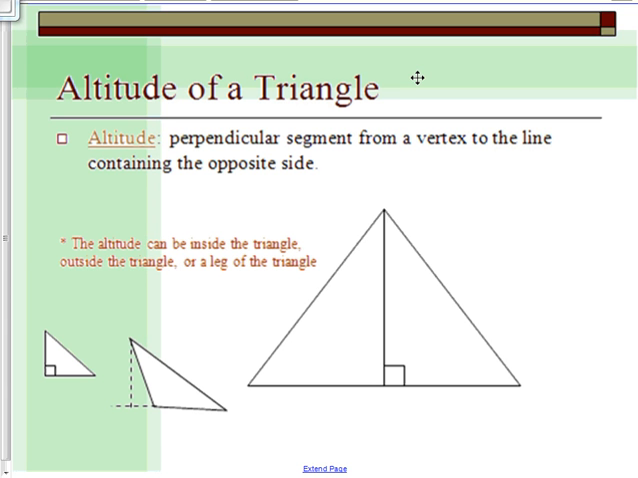Altitudes. An altitude is the perpendicular segment from a vertex to the line containing the opposite side. The altitude, as you can see here, can either be inside the triangle, or sometimes with obtuse triangles, it's outside. Or in right triangles, it's actually part of the triangle, so one of the legs is considered the altitude. As you can see in this obtuse triangle, we have it on the outside. On this one, I would probably call that a scalene triangle, we have it on the inside. Just as long as it's creating this 90-degree angle, it's considered an altitude.